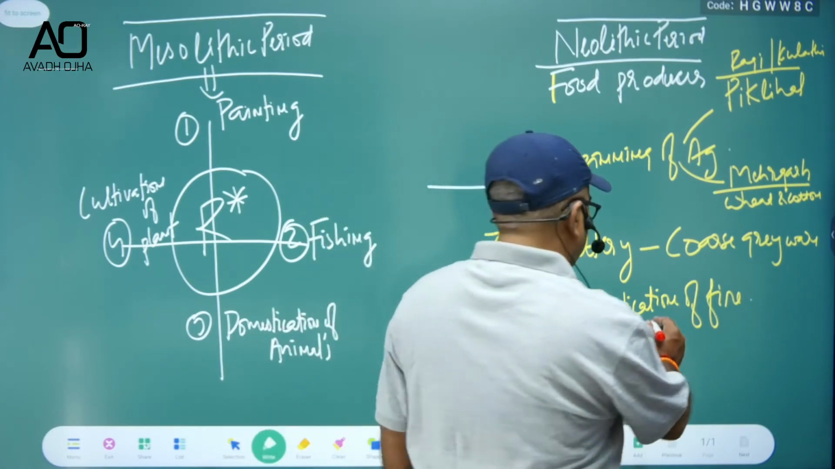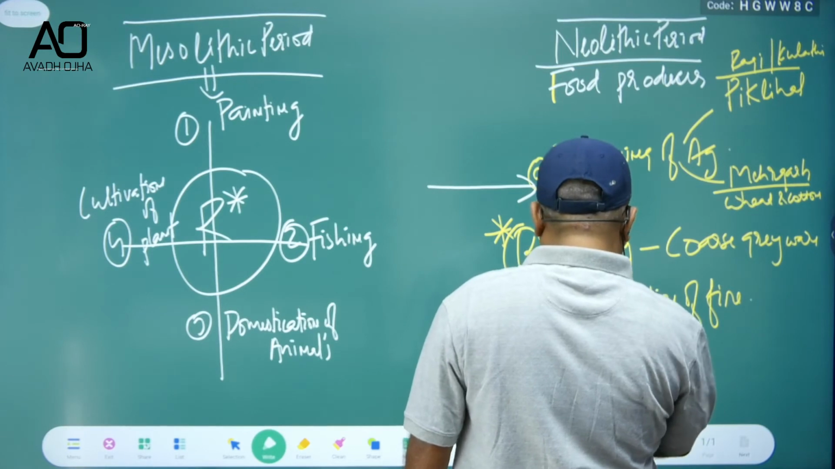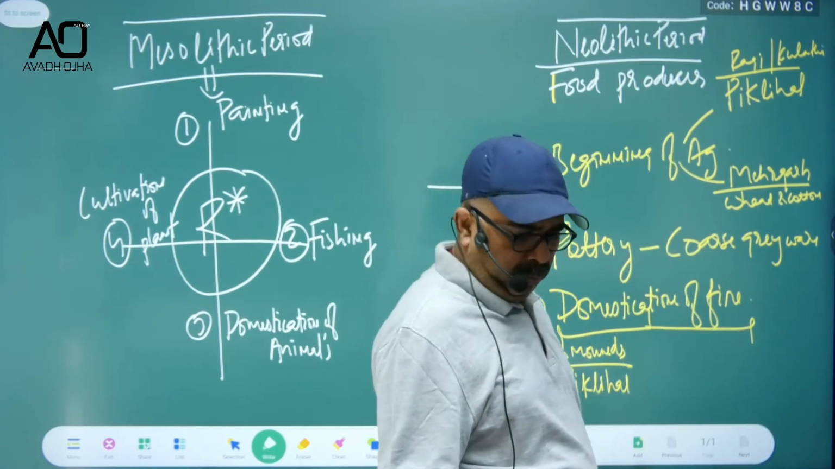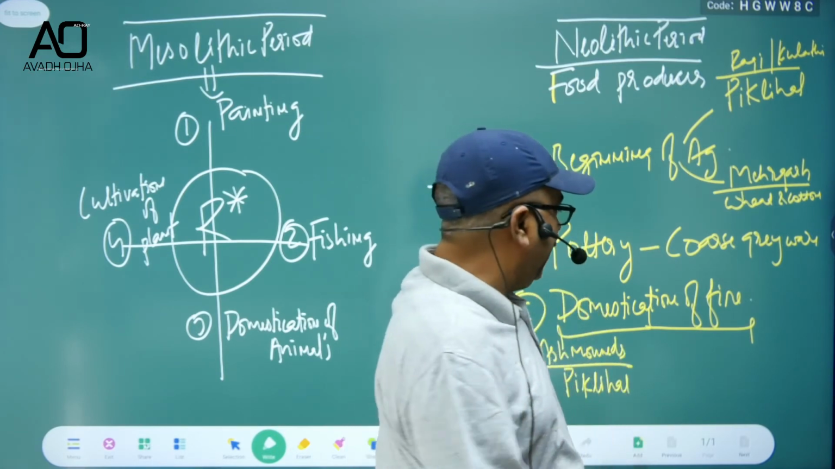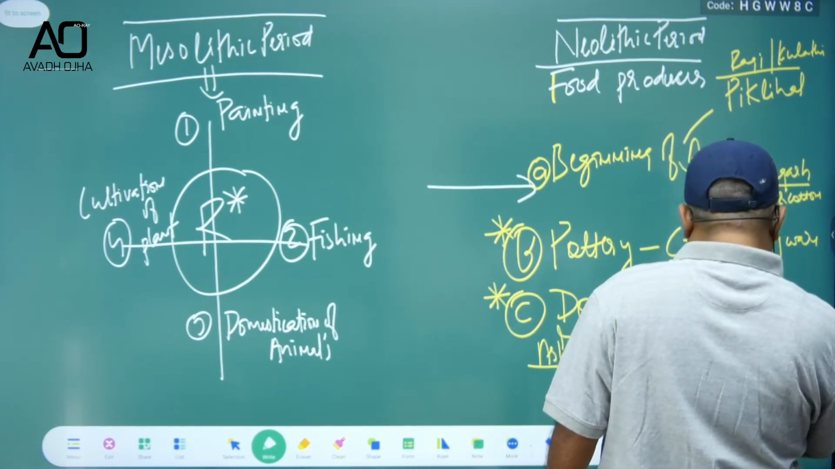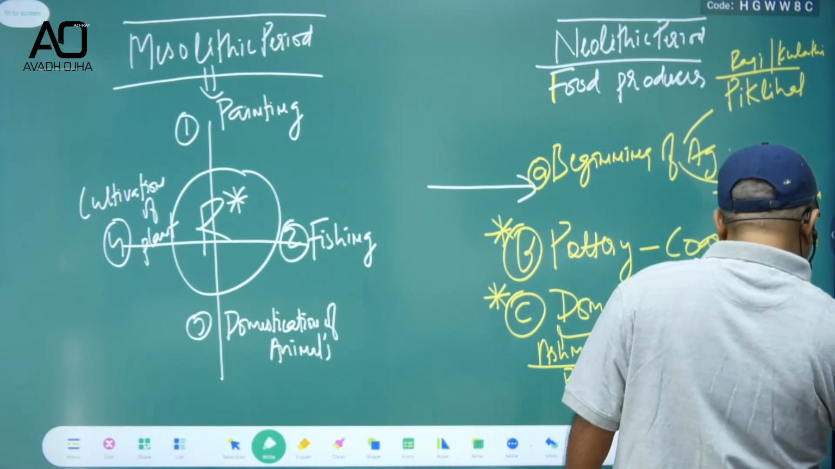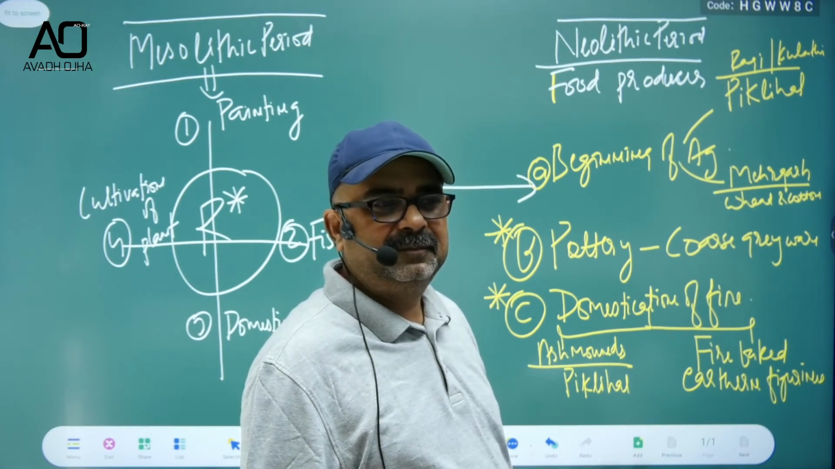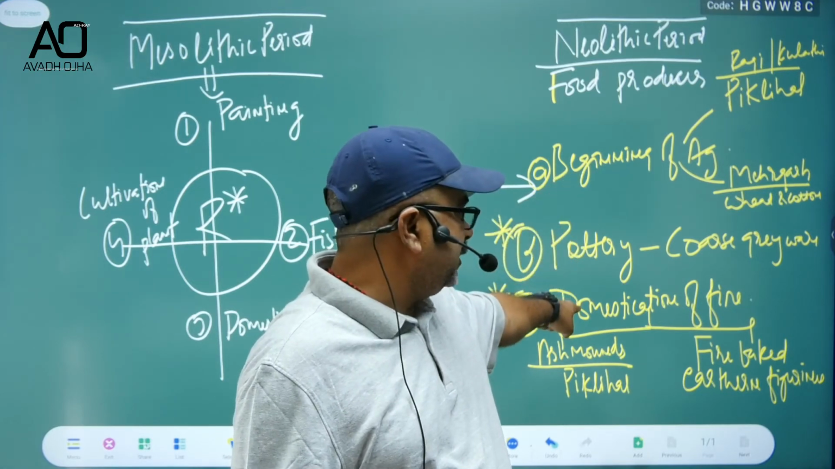Evidence, ash mounds of Piklihal. And fire baked earthen figurines, which also throw light on domestication of animals. Beginning of agriculture, pottery, domestication of fire.